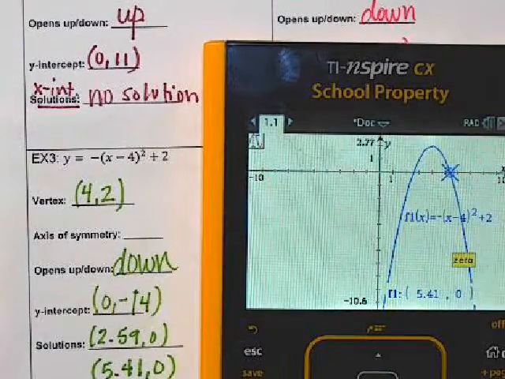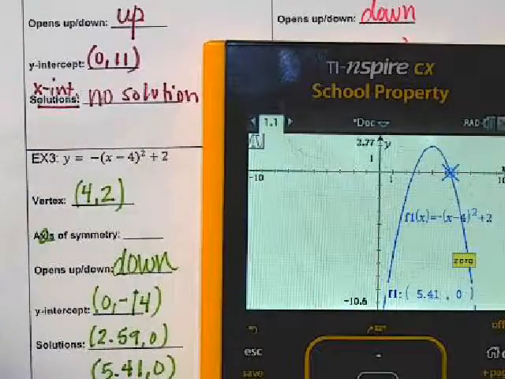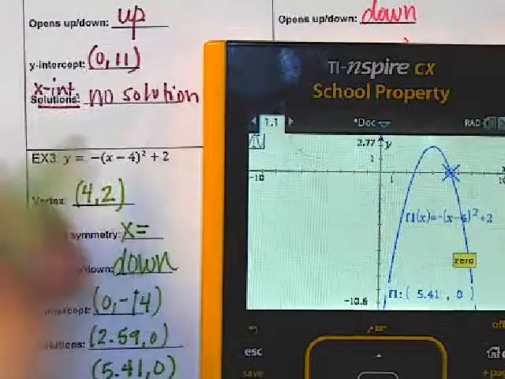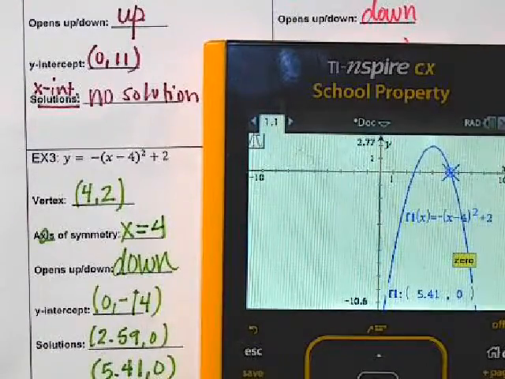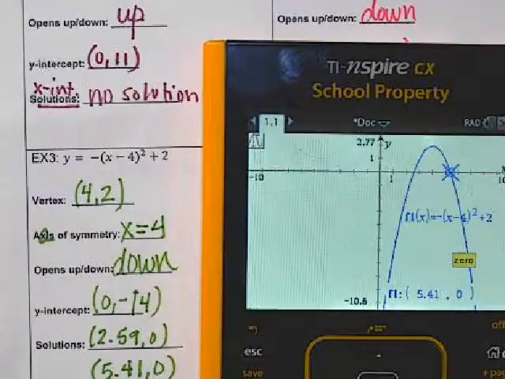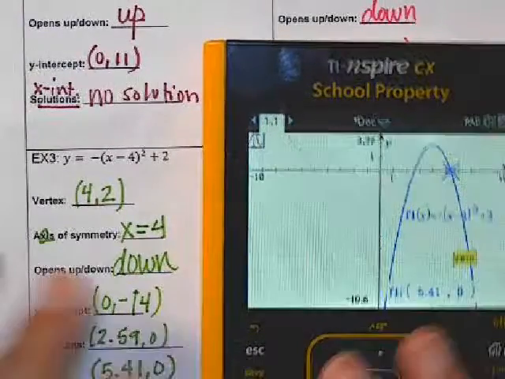Okay, the only one I didn't answer is the axis of symmetry. I have to write it as x equals, and the x in the vertex is 4, so my axis of symmetry is x equals 4. Questions? Are we good? Okay, one more.